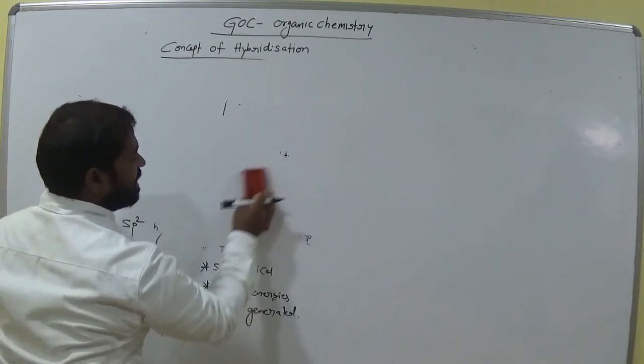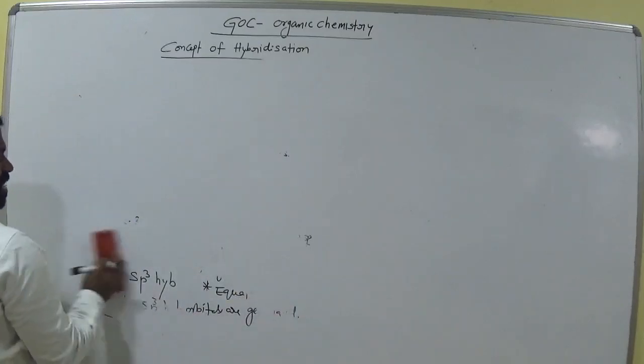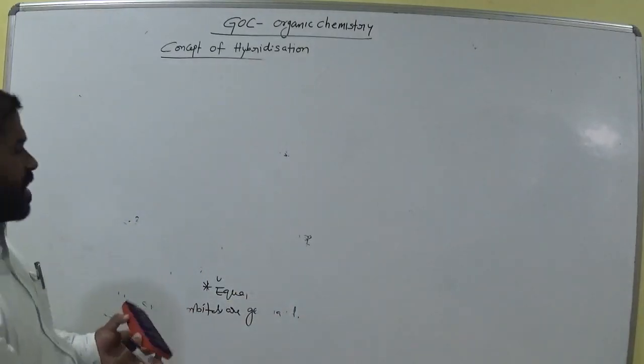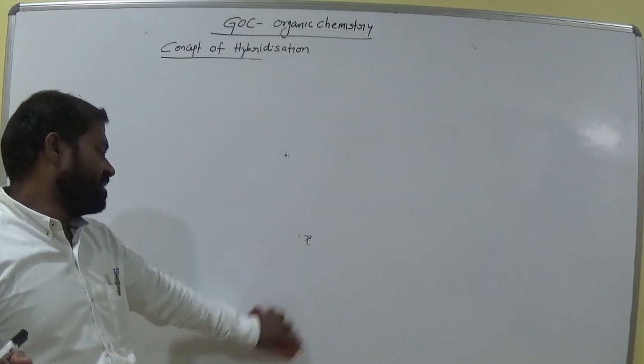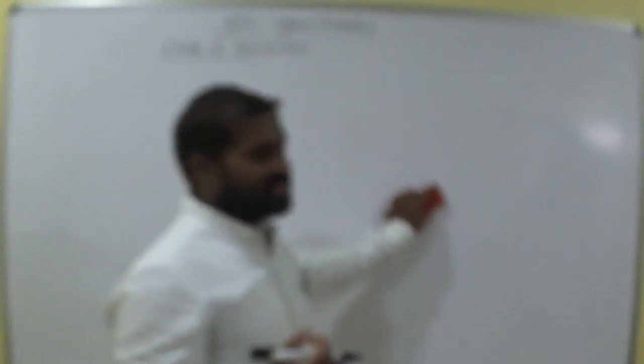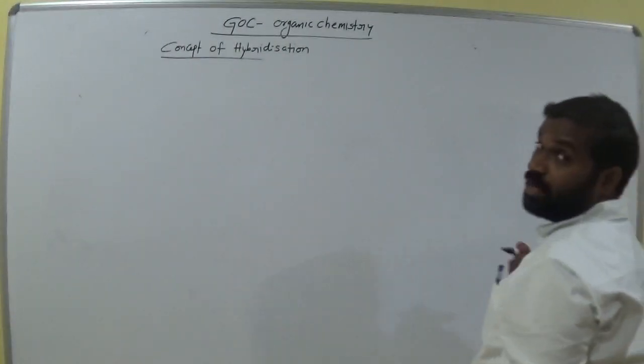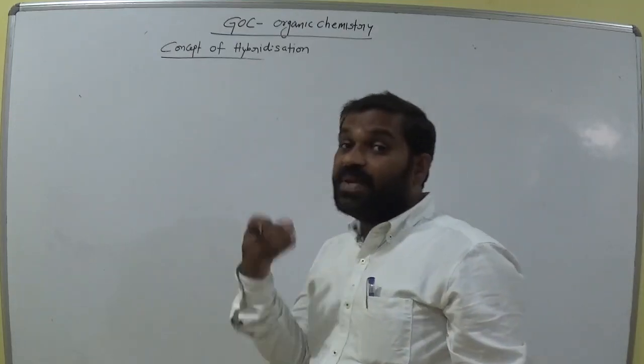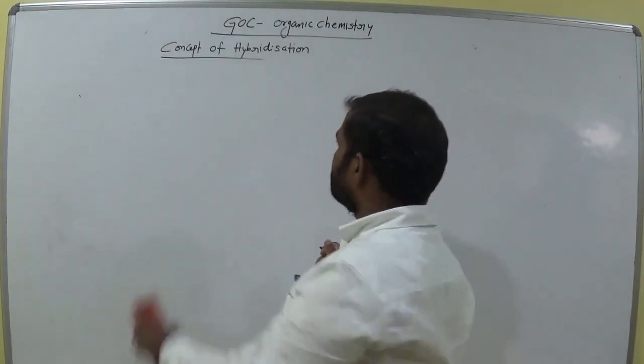Intermixing of 1 s and 1 p gives sp hybridization. Now how many sp hybrid orbitals are formed here? 2 only. 1 s and 2 p orbitals give sp2 hybridization. It gives 3 sp2 hybrid orbitals. 1 s and 3 p orbitals give 4 sp3 hybrid orbitals. Okay, is it clear?